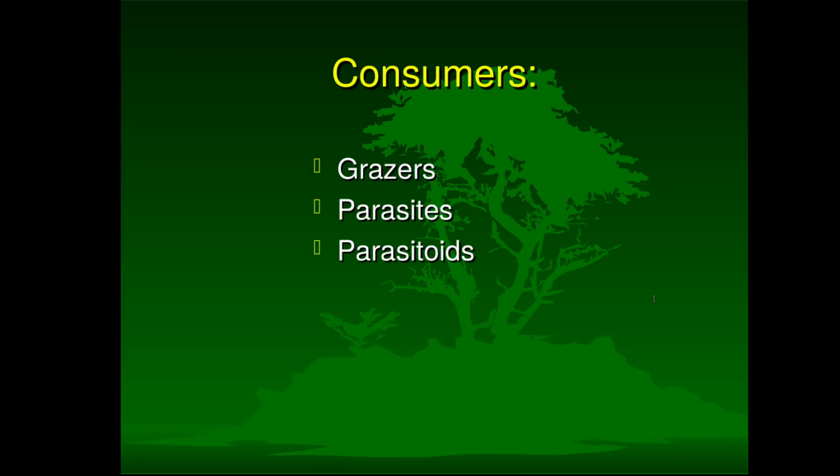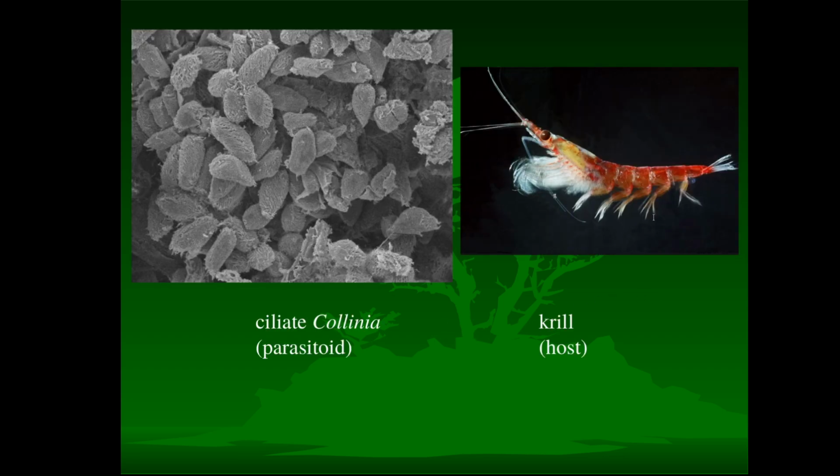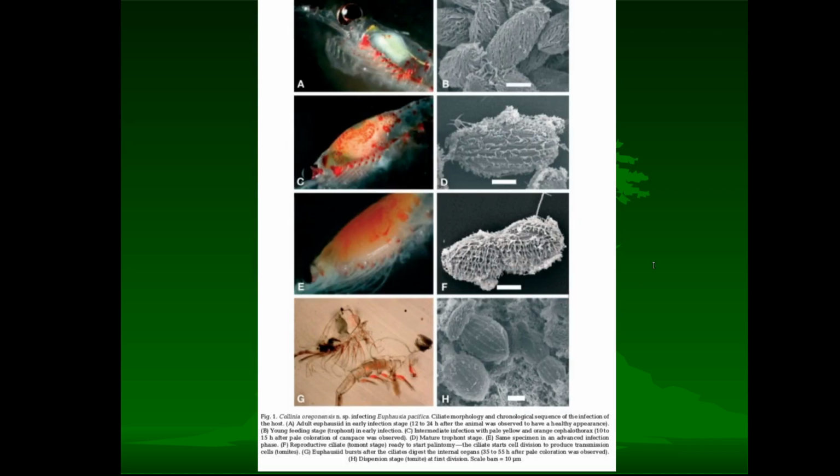Parasitoids are species that have an intimate relationship with their host, living inside its body, but by definition, they kill their host, like the alien in the movie Aliens, by consuming it from the inside out. So a marine example is the ciliate Collinia, from a paper by Gomez-Gutierrez et al., which infects krill, lives inside the krill's body in its blood, and consumes the internal tissues of the krill until it dies and bursts, releasing large amounts of the ciliate. It's not currently known how it infects the krill.